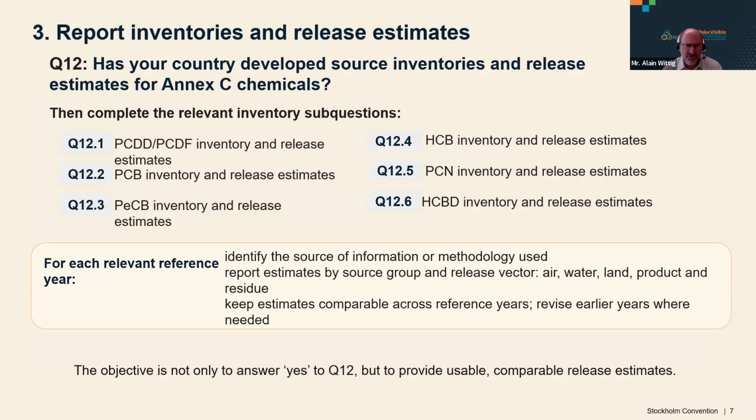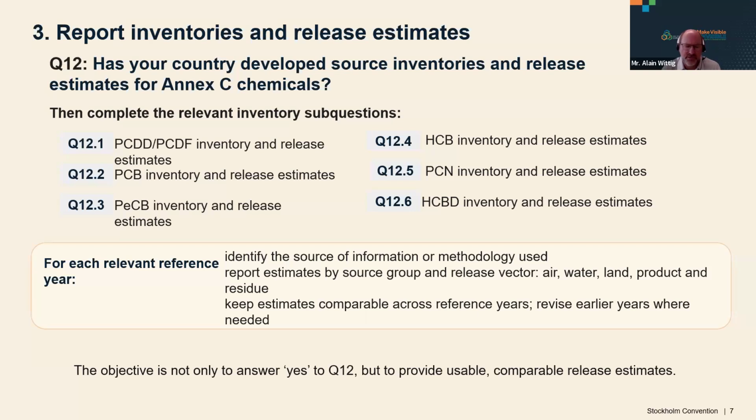So moving on, we were at question 11 before, so now question 12. Q12 is the main entry point for reporting the source inventories we were just talking about, and the release estimates for these sources for the Annex C chemicals. It will first ask whether the party has developed an inventory and release estimates for Annex C chemicals. And then once that is answered, it will open sub-questions for each of the Annex C chemicals, which are here on the screen.